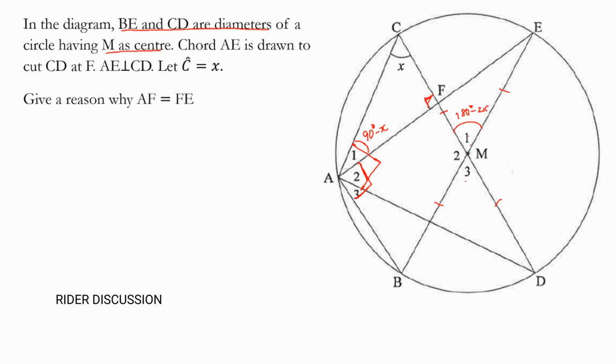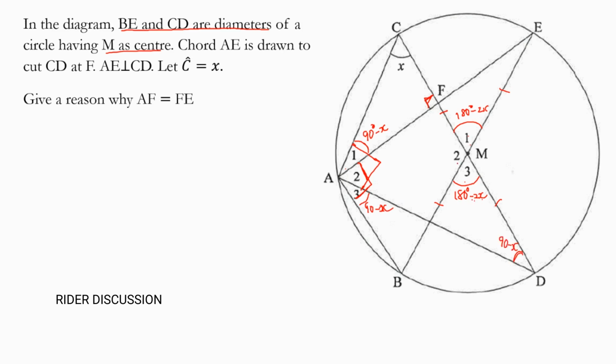So what about M1 and M3? They're vertically opposite angles. Vertically opposite angles are equal. If we check, M3 is subtended by BD at the center, and A3 is subtended by BD at the circumference. So this is also 90 minus x, and 90 minus x. We're dividing 180 degrees minus 2x by 2.